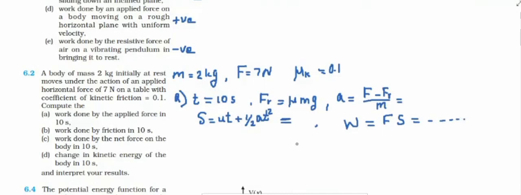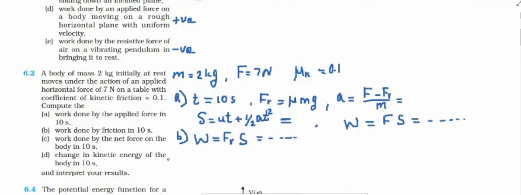Now next, work done by friction, case B. Work done by friction in 10 seconds. How can you calculate work done by friction? Directly you can calculate, because friction you have already calculated. So friction Fr, that is equal to mu mg, into s will give the work done by friction.